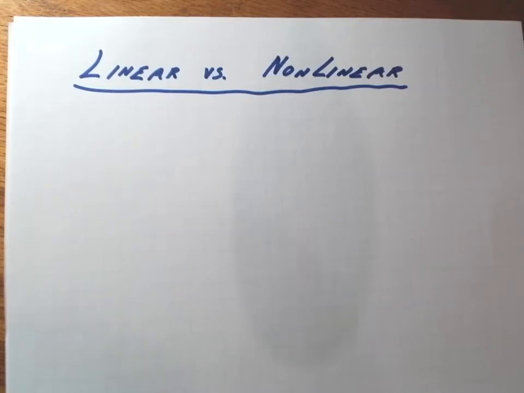So far you've been introduced to functions. Functions are relations where each x has exactly one y. Now, there's different kinds of functions, and so today we're going to talk about the difference between a linear function and something that's a nonlinear function.